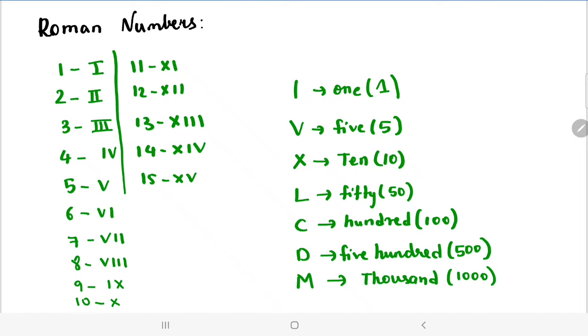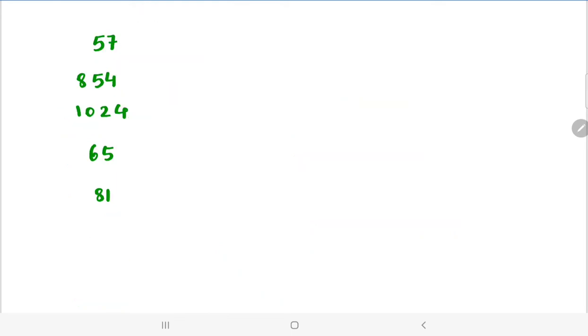If you see here, we will write 11 as X plus 1, means 11. X double 1 means 12. X means 10 plus 2 means 12. We will write 13 like this, 14 like this, and 15 like this. So we know that we are going to write L as 50 and 7 means this. So this is how you will write 57 in Roman numbers.